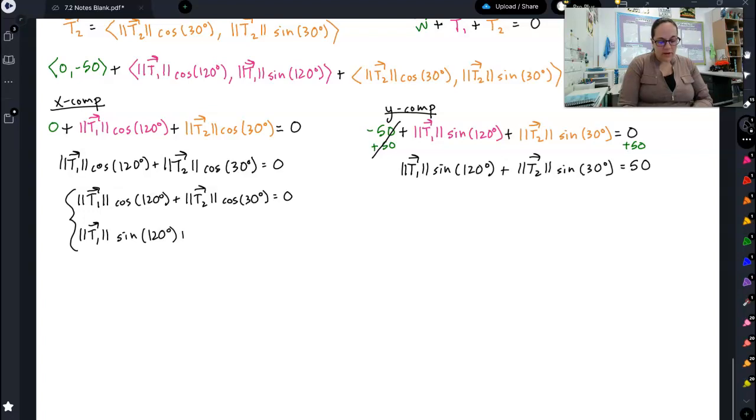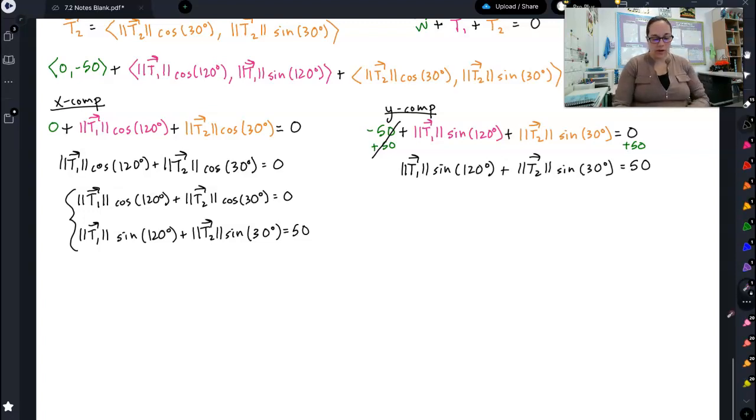Now, while I'm finishing writing this out, you might be thinking, Mrs. Johnson, why don't you just simplify cosine of 120, cosine of 30, sine of 120, or sine of 30? Because these are all unit circle angles. I could easily simplify these into unit circle angles or unit circle points.